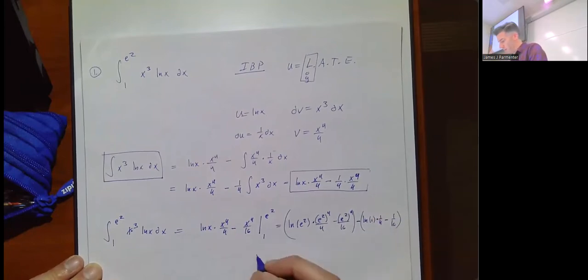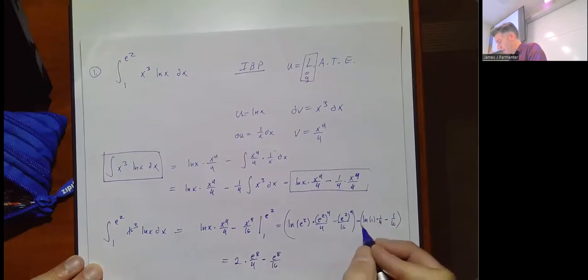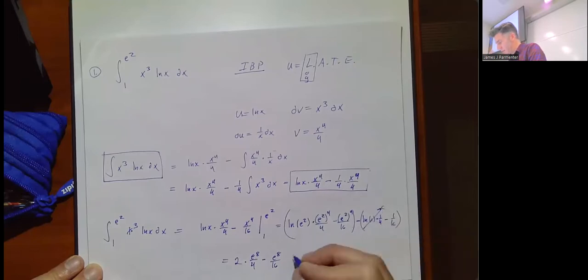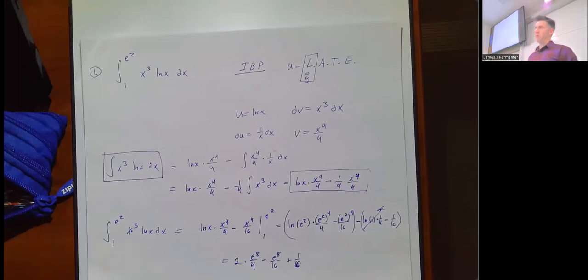And we could simplify that if we want to. Natural log of e squared is 2. E squared to the 4th is e to the 8th. Minus e squared to the 4th is e to the 8th over 16. And then minus, that's a 0. So minus and minus is plus 1/16. And sure, you could simplify this further if you really wanted to, but it's not really necessary.